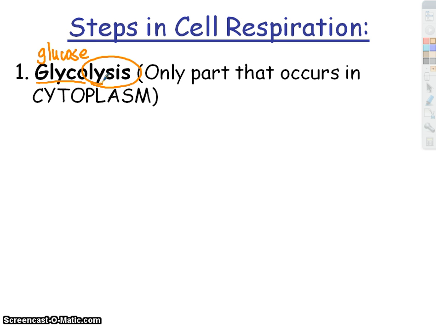It's just literally breaks down or something. Right. Remember in osmosis, if too much water went in, the cell would swell up and then it would lyse, right? Break. So lysis literally means to break. So glycolysis, all that happens is glucose breaks in half. That's glycolysis. Glucose splits in half. That's our first step in cell respiration.